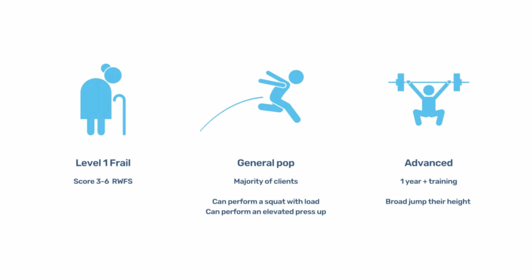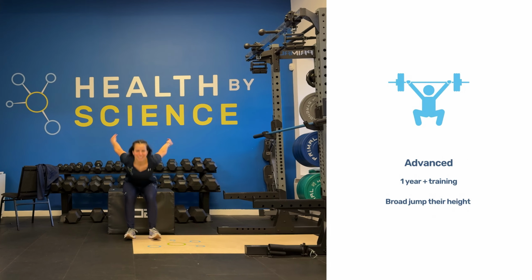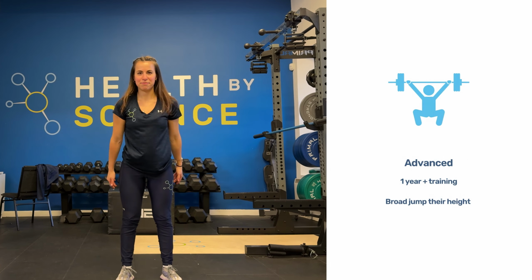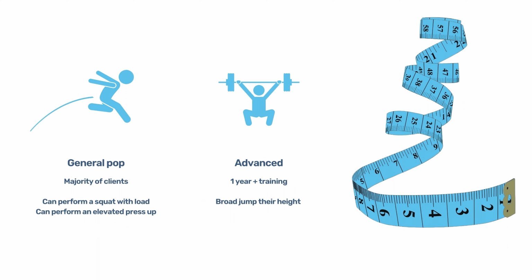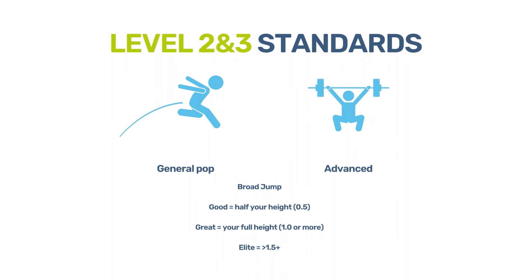In order to measure them, we can use a very similar test for the general population and advanced clients. And what we can use is just very simply a broad jump. So to get a jump ratio, all we do is take the broad jump distance and then divide that by their height, and that will give us their ratio. So for example, if we've got somebody who's 170 centimeters, they can jump 85, then their jump height ratio would be 0.5.